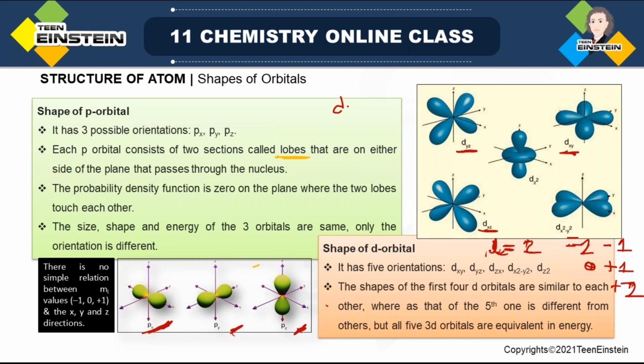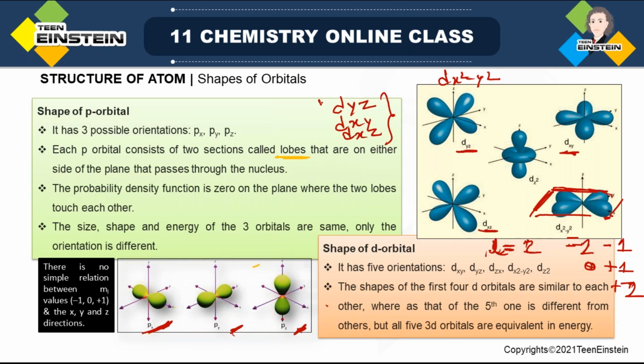On one side, suppose you have yz, xy and xz. On another side you have dx square minus y square. Now why have I written it separately? There is a reason for that. Because for dx square minus y square, the lobes are directly on the x axis and y axis, as if going through the axis. It is true that it is in the xy plane, because in the subscript you have x and y, so obviously it has to be in the xy plane. That is fine, but the lobes are moving through the axes x and y.